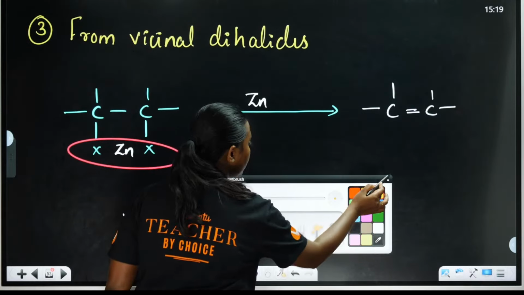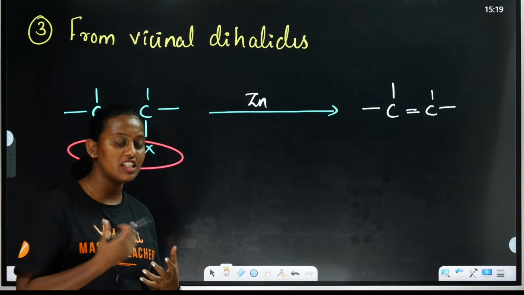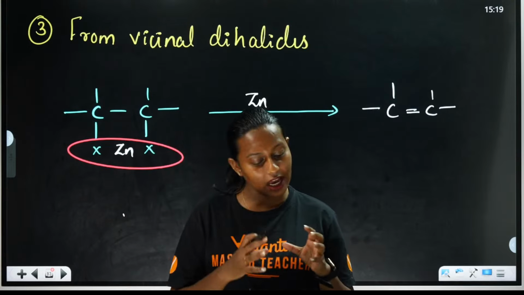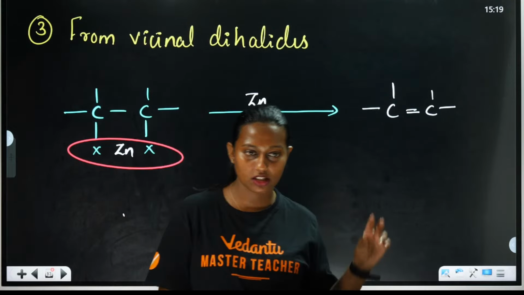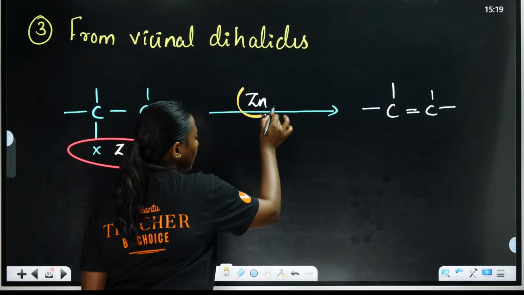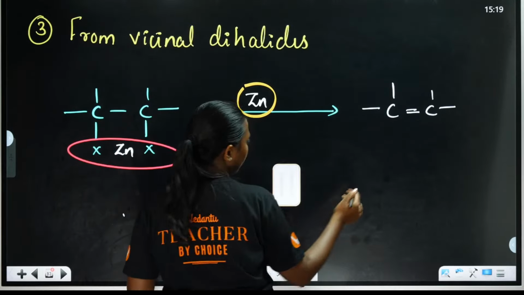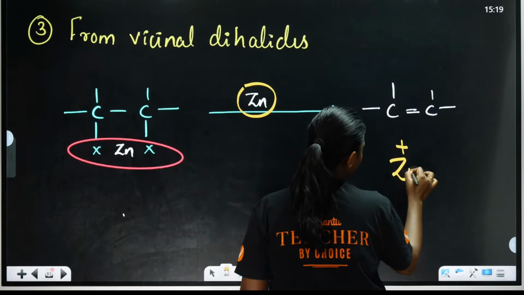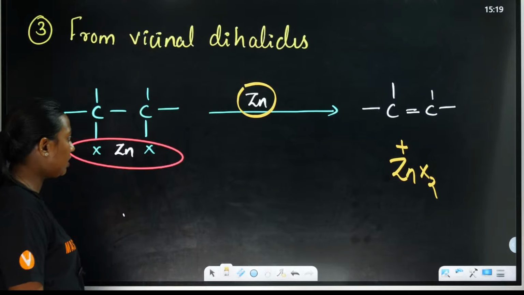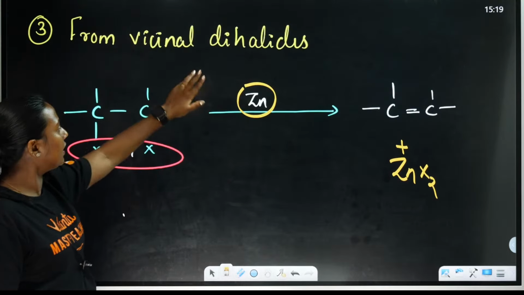That method is from vicinal dihalides. What is vicinal dihalide? Vicinal means same side, okay? Halogen in same side. So that is vicinal dihalide. So here it's treating with the zinc. So then what will form? You will get ZnX2. Yes, this is the product from vicinal dihalide.